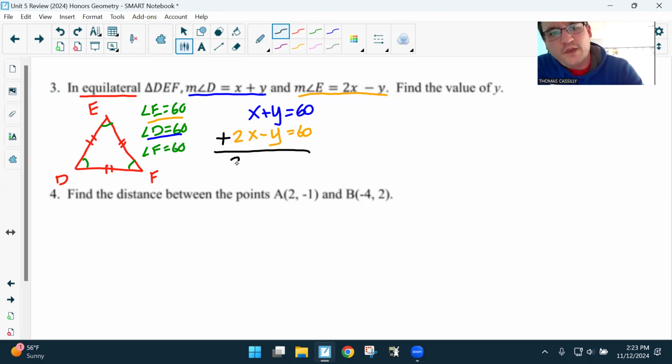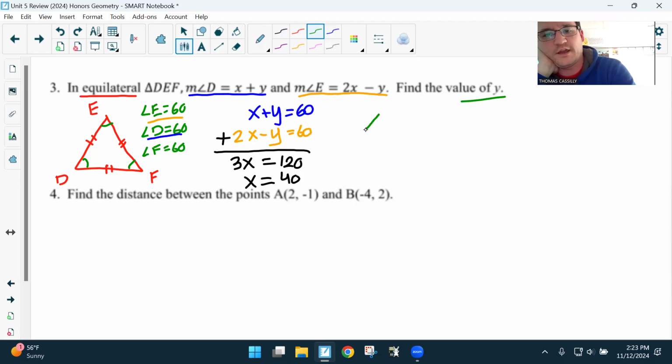So let's do that. X plus 2x, well, that's just 3 x's. 60 plus 60 is 120. Therefore, x equals 40. Now, unfortunately, they're saying find the value of y. So what do we have to do? We have to plug it back in. Pick an equation, the top one, the bottom one, it doesn't matter. I kind of like the blue one more. It's a little bit easier.